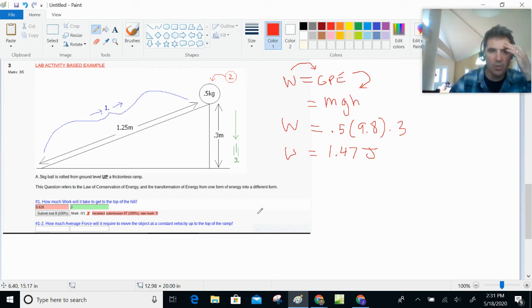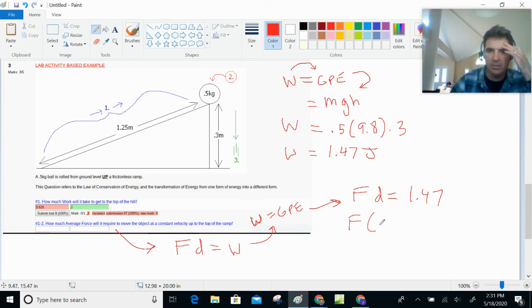Okay. And so when you go beyond that, the average force is going to be force times distance is equal to work, right? And since work is equal to GPE, then we can say that force times distance equals 1.47, and the force is the question. The distance in this case is 1.25, or whatever the length of the ramp is going to be. All right, divide each side by 1.25. And you will get your average force measured in newtons.